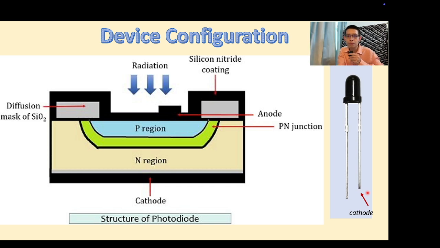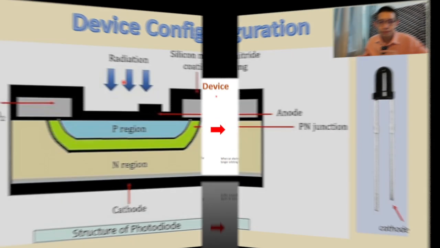be very small. And on the left hand side of this diagram, you can see that there's P region and N region. This is very similar to a diode, hence why I say photodiode is basically a diode. And you can see the other parts. It has the silicon nitride coating, which is the black color coating, and the PN junction here is the depletion region, and radiation is coming from the top.